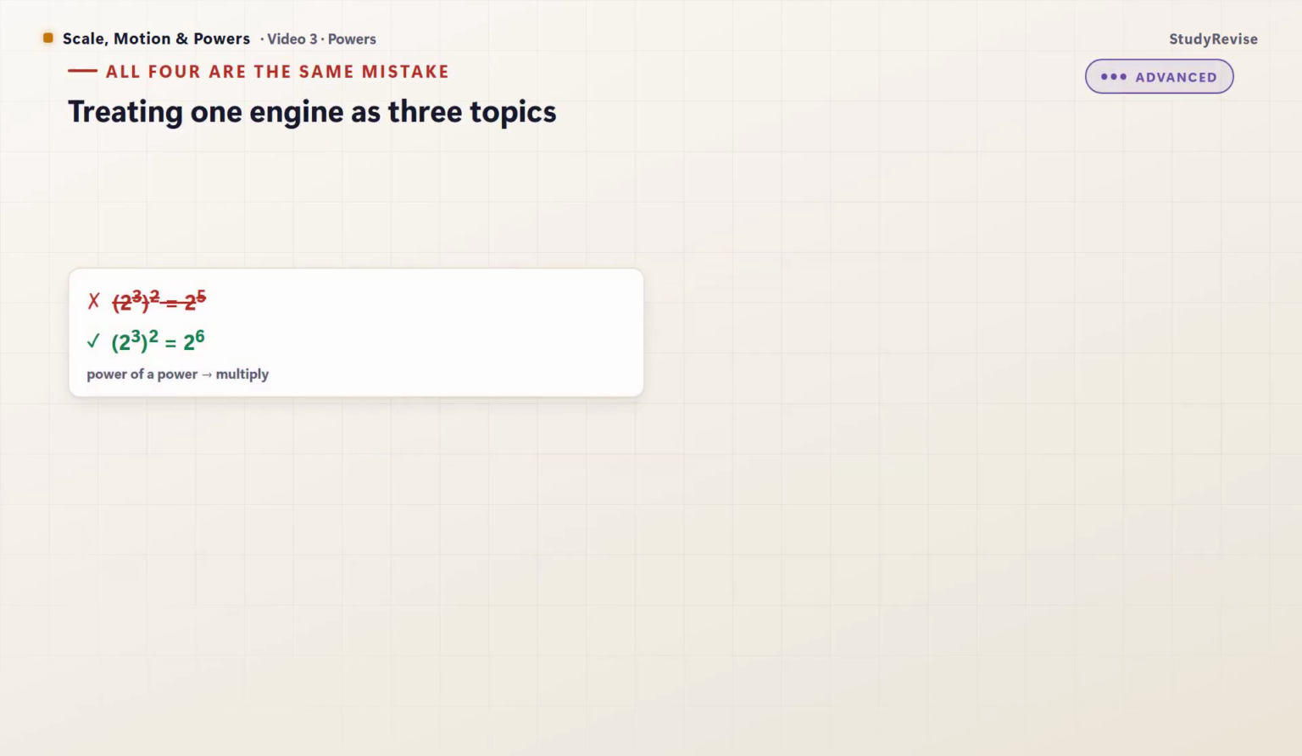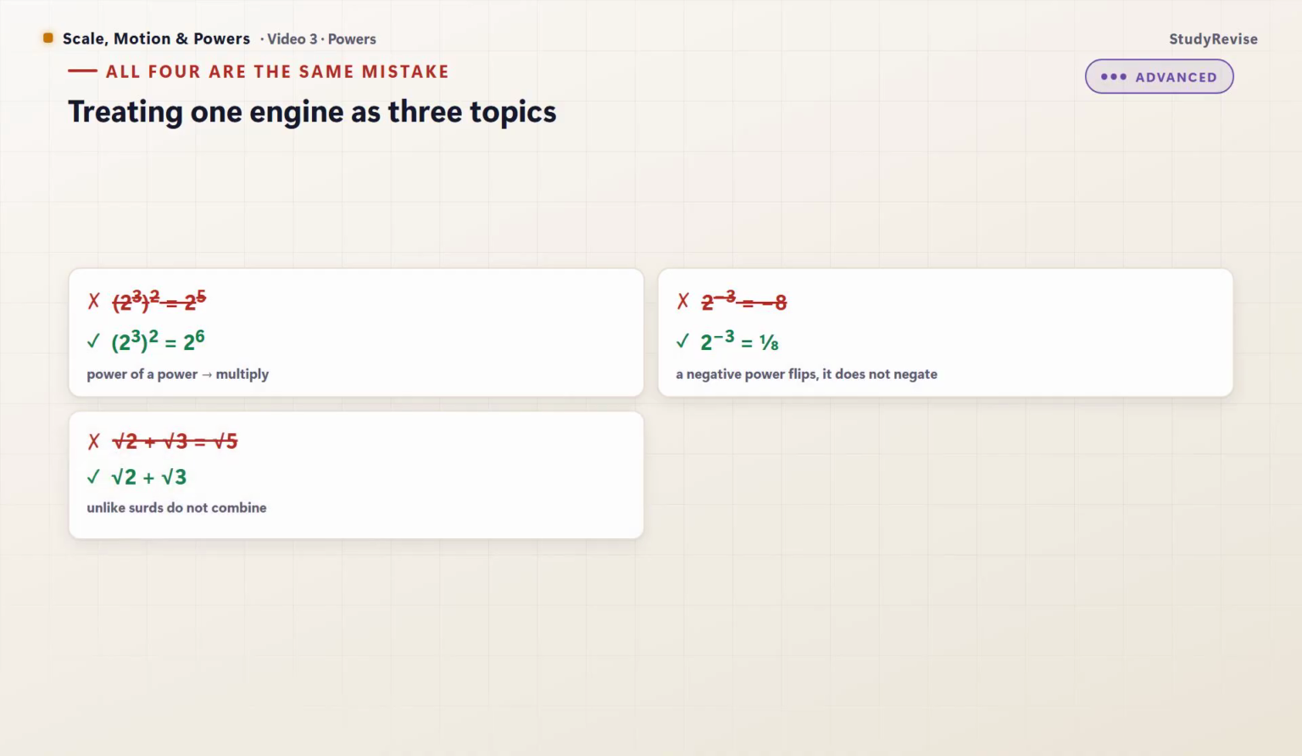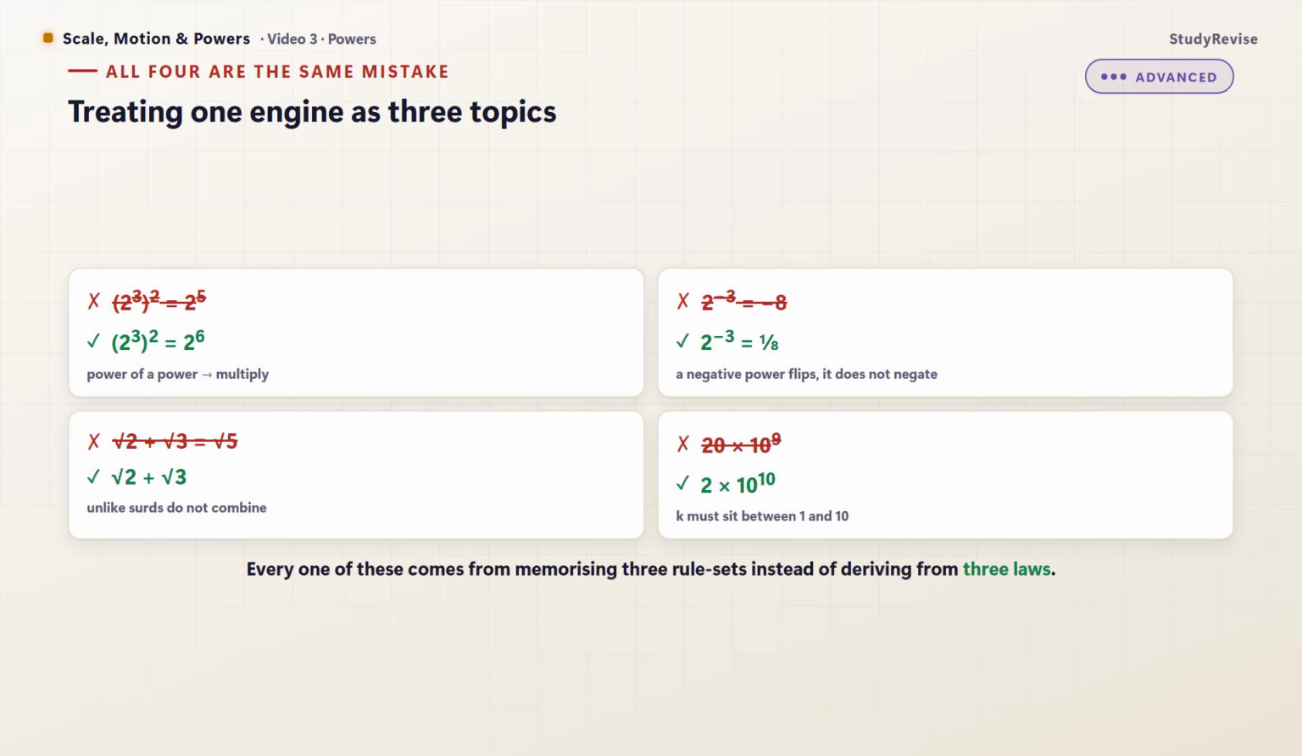So the traps quickly, because they are all the same trap. Adding powers when you should multiply them. 2 to the 3rd, all squared, is 2 to the 6th, not 2 to the 5th. You are raising a power to a power, so multiply. Thinking a negative power makes a negative answer. It does not, it makes a fraction. Trying to add surds that are not alike, root 2 plus root 3 does not become root 5. Check it on a calculator once and you will never do it again. And leaving k outside the range in standard form.